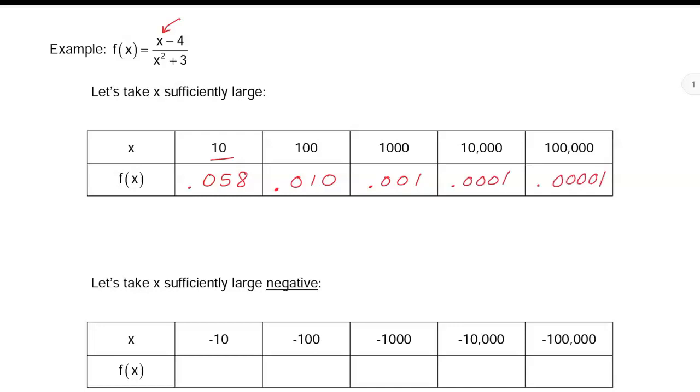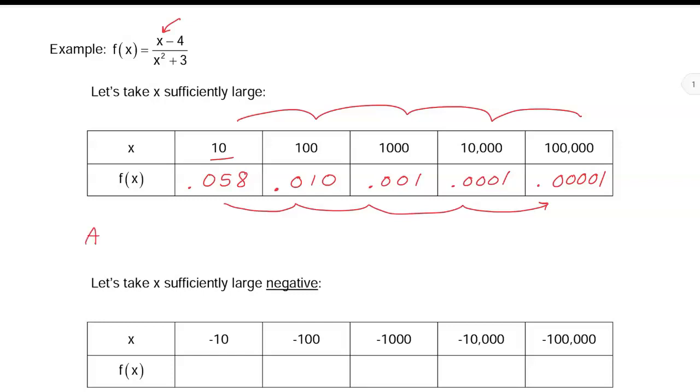As you can see, as the x's get larger and larger, the y values get closer and closer to 0. So we can write: as x approaches infinity, f of x approaches 0. That's one way to write it. Or you can write the limit as x approaches infinity of f of x equals 0.